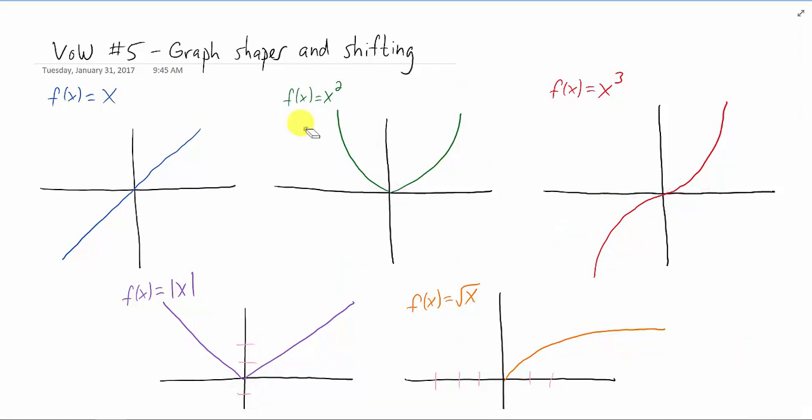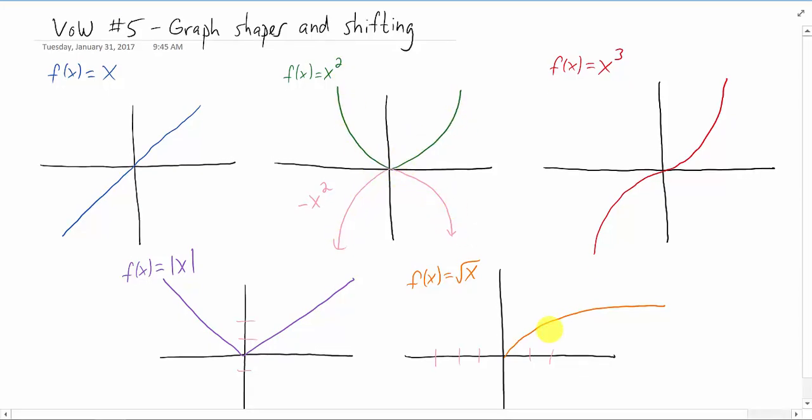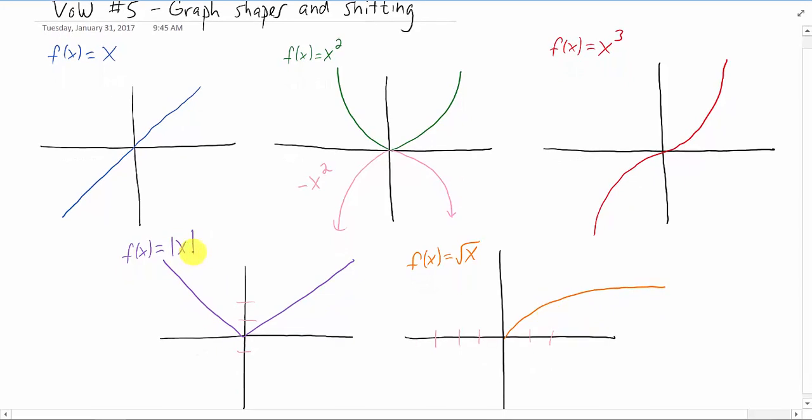Here we go. And now I just want to briefly mention reflections. If you take any function and you multiply the outside of the function by a negative number, the impact of that negative number is going to be to reflect that graph over the x-axis. So if x squared looks like this, then negative x squared looks like that. One more example, if the absolute value of x looks like this, then the negative absolute value of x will look something like that. We call that a reflection over the x-axis.